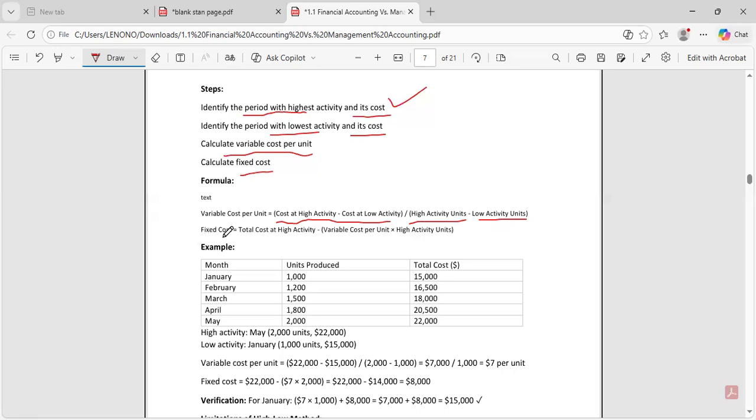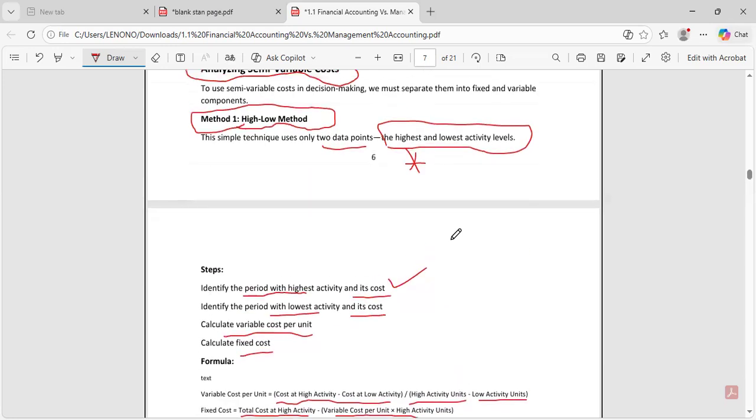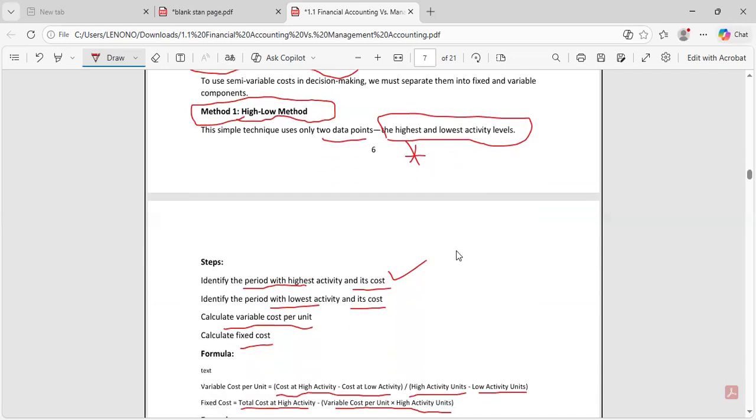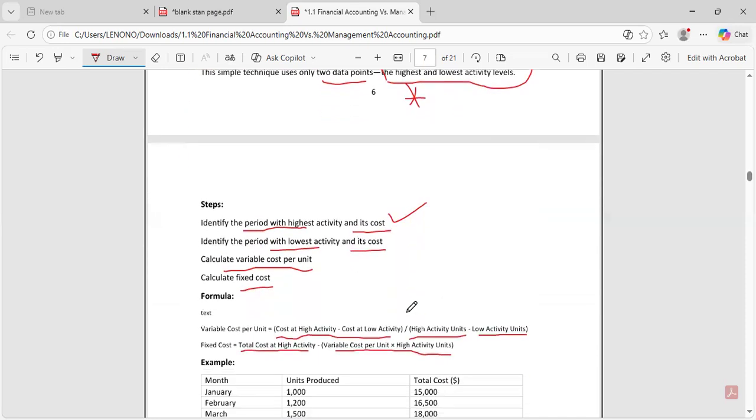So our fixed cost is equal to total cost at the highest activity minus variable cost multiplied by high activity units. All right, so this is how you get to the high-low method. The high-low method, this is the formula here.